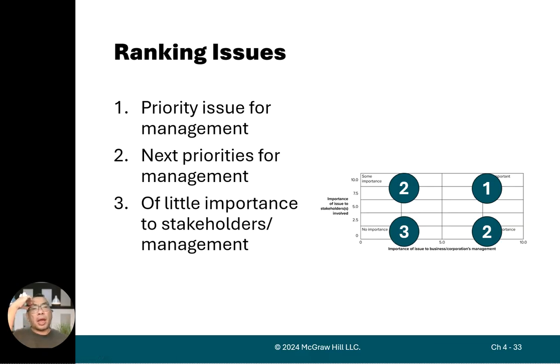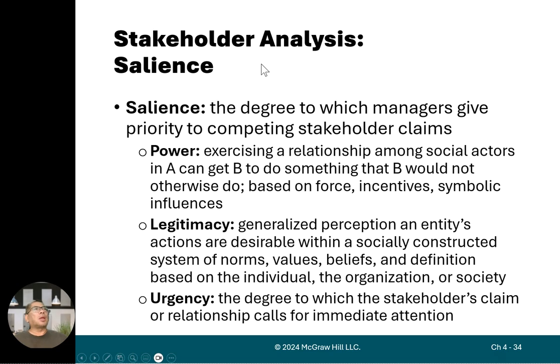Example, an issue like web banking getting hacked or not being accessible by customers. That's a very high priority issue. Okay. The next priority, for example, is updating the phone system. That's another second one. Okay. Of little importance to stakeholders is something much smaller, like moving from paper reporting to paperless reporting. So that's a much smaller issue.